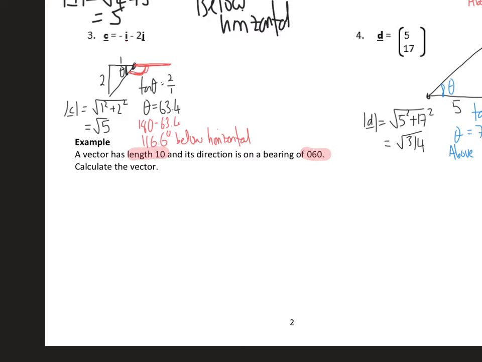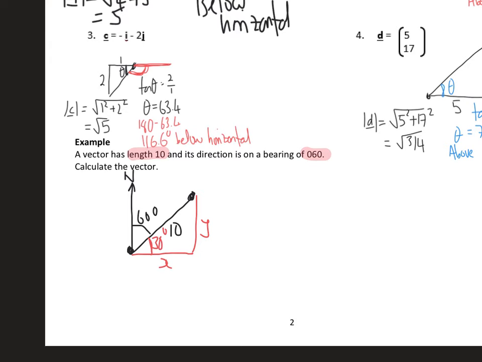So first of all, let's draw that bearing. So remember, I need to start from the north line. I measure clockwise, so 60 degrees clockwise, and I go 10 along. So this length here is 10. Okay, and now I want to get the vector, so that means I need the horizontal distance, which I'll call x, and the vertical distance, which I'll call y. If this angle here is 60, then this one here is going to be 30 degrees. So the one to the horizontal is 30.